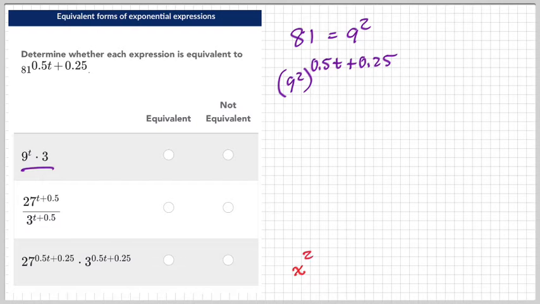Let's go forwards. x to the second times x to the third. What would you get? x to the 5th. All right, you guys are good at that. Okay, so here, how about x to the second times x to the y? What would that be? No, not x to y. What did you do with these to get 5? You added 2 plus y.